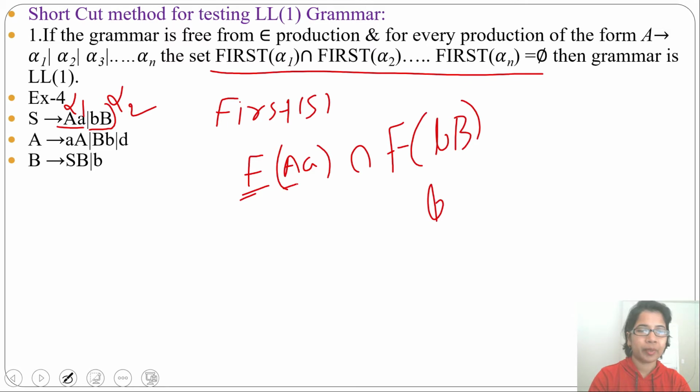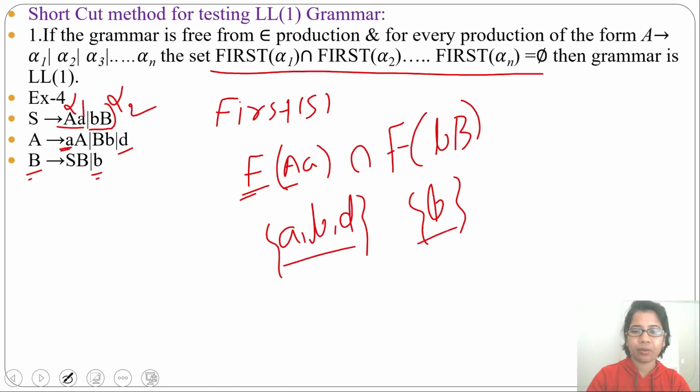Now what is first of A? First of A will be a, d, plus due to this production it will be b. You will get a, b and d. Now the intersection of both will be b. It is not phi. So this grammar is not LL1, as first of this and first of this have a common element. Both have b as a first. That's why this grammar is not LL1. You can just find this first and you can say whether the grammar is LL1 or not.